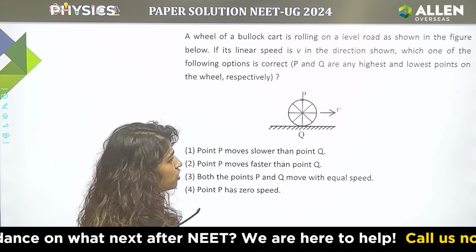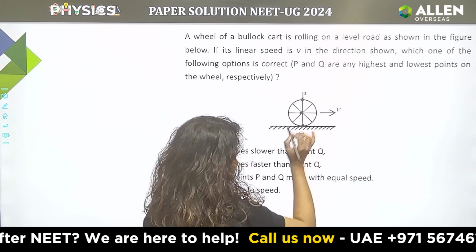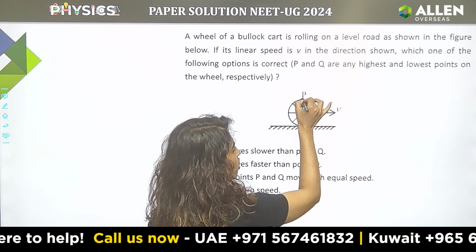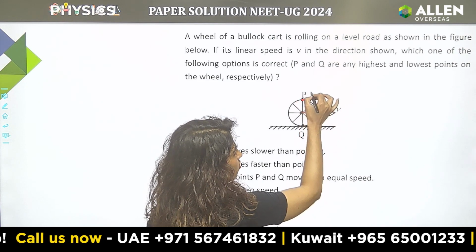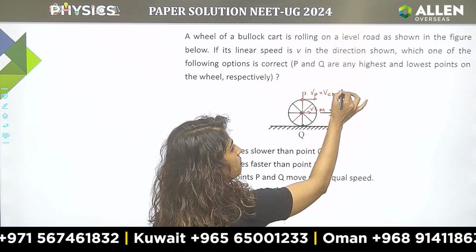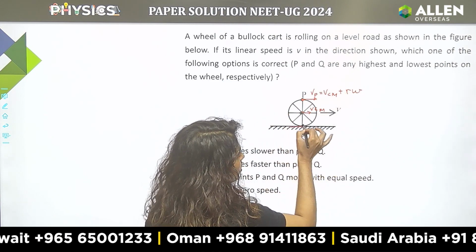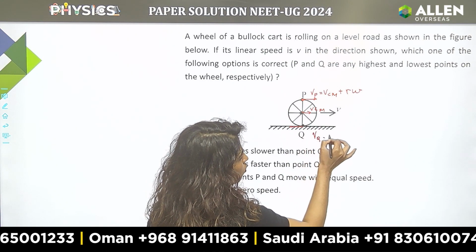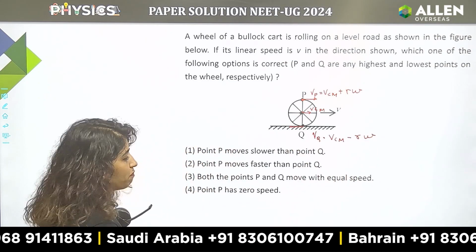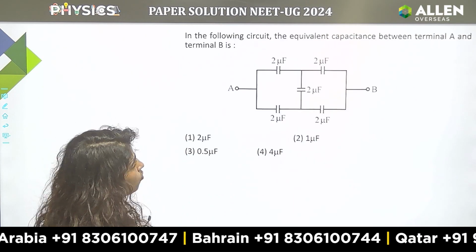Question on rolling motion, they are giving two particles. Let me say velocity of center is VCM. So here, velocity at point P will be equal to VCM plus R omega, the velocity for circular path as well. Whereas here, velocity of Q would be VCM minus R omega. So now if you check, the velocity of P is going to be more than velocity of point Q. So P moves faster than Q.